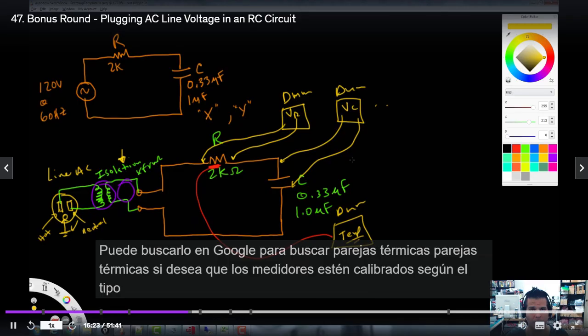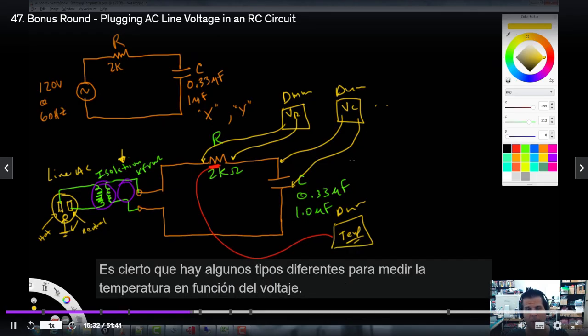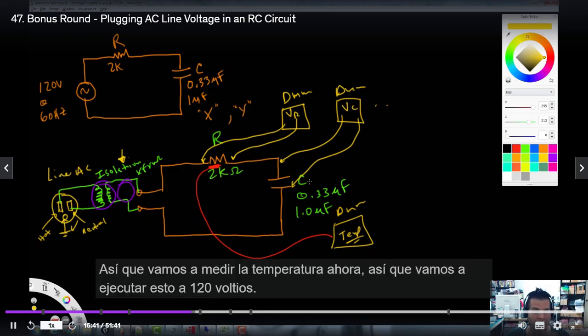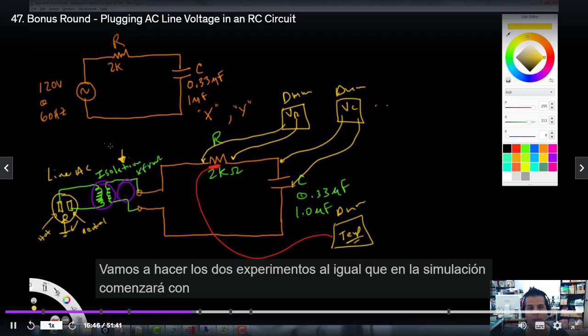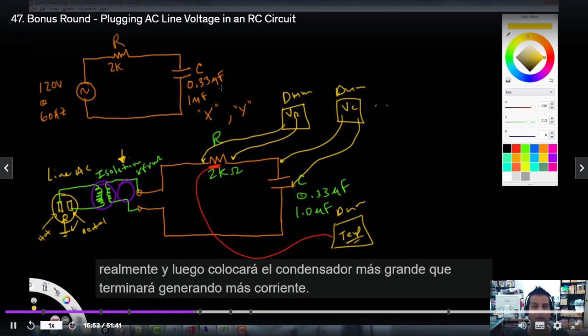You can Google it, look up thermocouples if you like. The meters are calibrated depending on the kind of thermocouple, there's a few different kinds, to measure the temperature based on the voltage. So that's what a thermocouple is. That's how you can measure temperatures, all right? So we're going to measure the temperature. Now, we're going to run this thing at 120 volts. We're going to do the 2 experiments just like in the simulation. We'll start off with a smaller capacitor because it's safer, because it's only going to put like 13 or 14 milliamps. Then we'll put the bigger capacitor, which is going to end up generating more current.